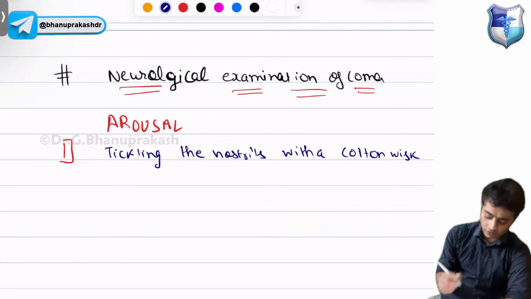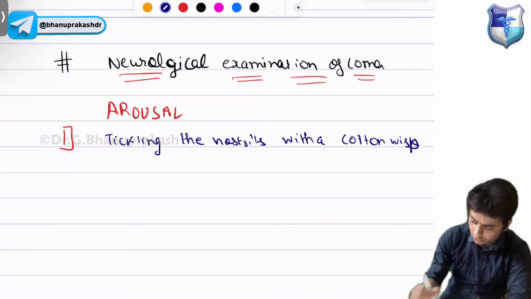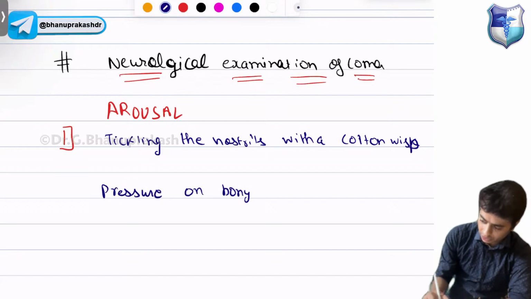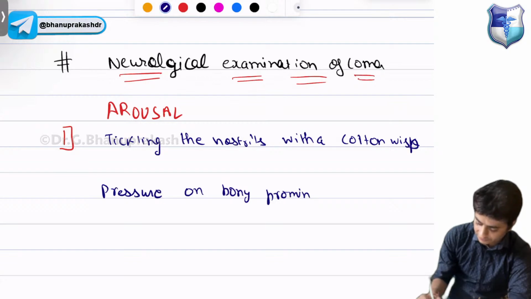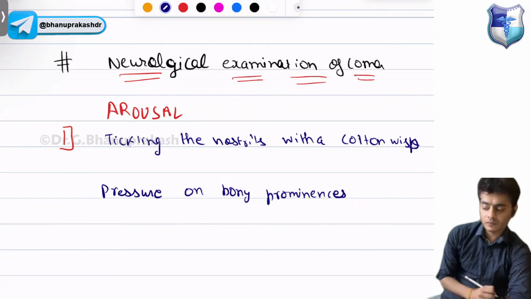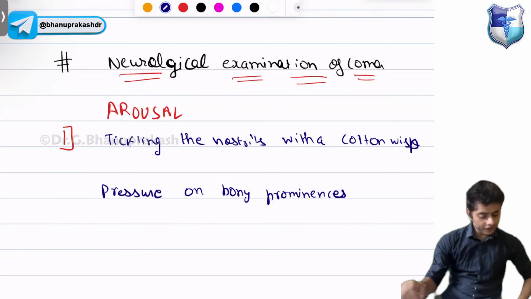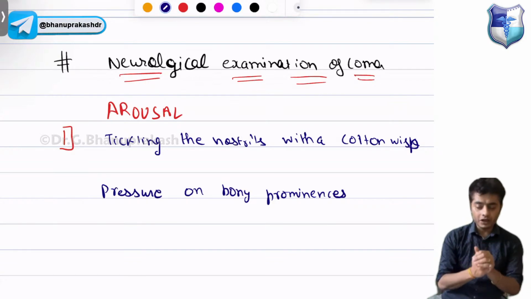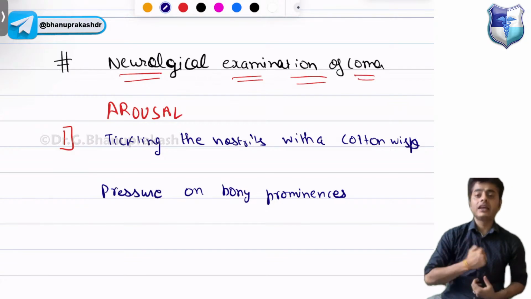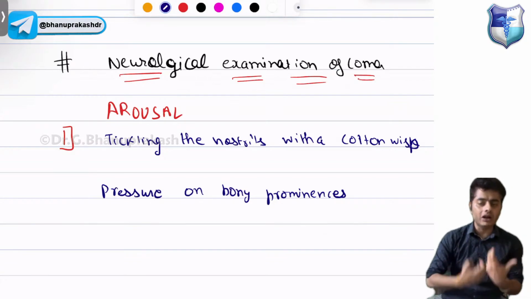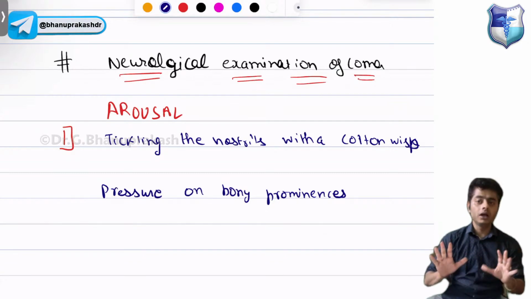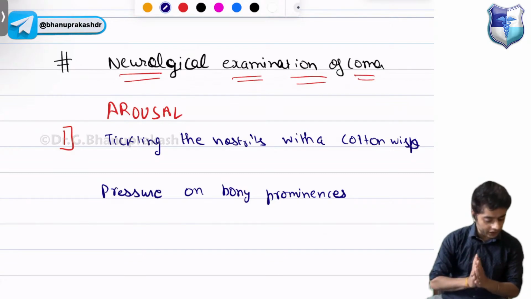Okay, or we can do one thing more, we can put pressure on bony prominences. ठीक है, तो हम क्या करेंगे? पेशेंट हमारे पास आया, हम अराउजल करने की कोशिश करेंगे, या तो हम जो बोनी प्रोमिनेंस है वहां पे पेन अप्लाई करेंगे, या हम उसकी स्टर्नम को रब करके देखेंगे क्या पेशेंट का अराउजल हो पा रहा है. एंड अगर पेशेंट का अराउजल हो पा रहा है, इसका मतलब पेशेंट वाज इन लाइट कोमा, पेशेंट वाज इन अर्ली स्टेजेस ऑफ कोमा. ओके एवरीवन?